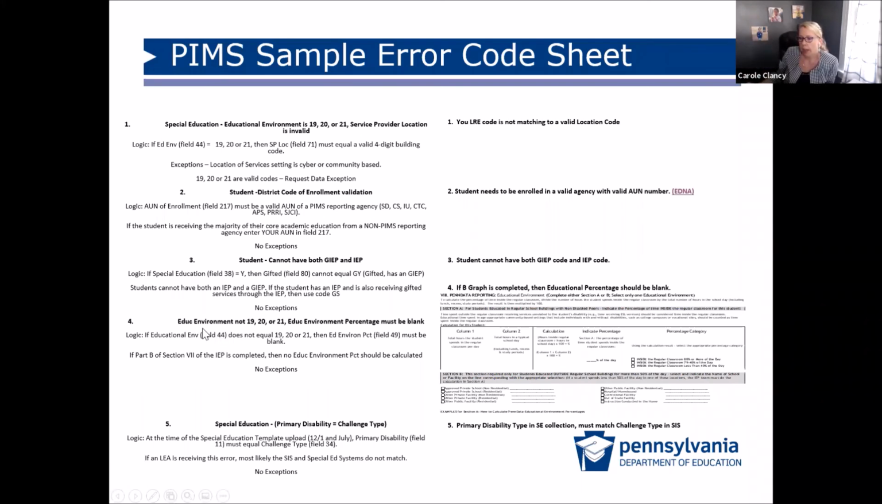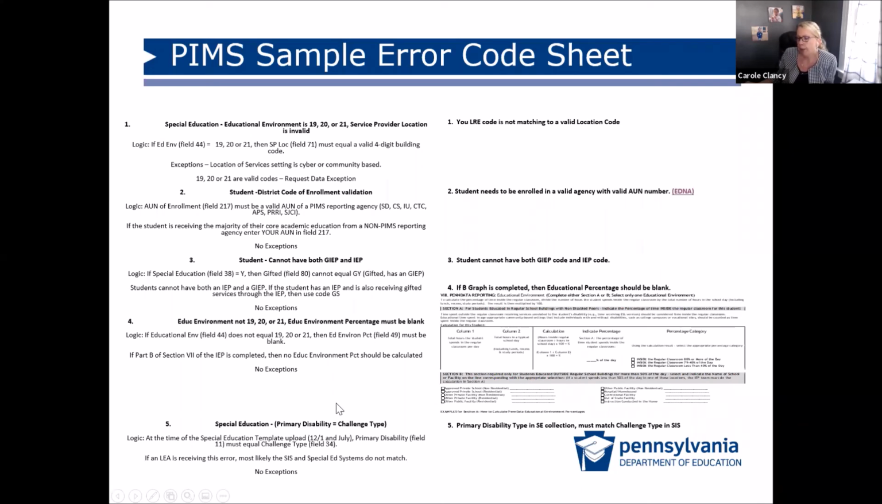Number 4, ed environment not 19, 20, 21, the percentage must be blank, means that you are using the B chart. If you're using the B chart, that means that your student is not in a regular school setting. And if they are not in a regular school setting, therefore they can't have an LRE of 19, 20, or 21. So it's telling you that you have an error in this area. So you'd want to look at your chart B and just make sure whatever is correct.